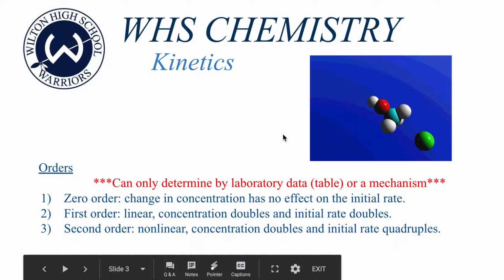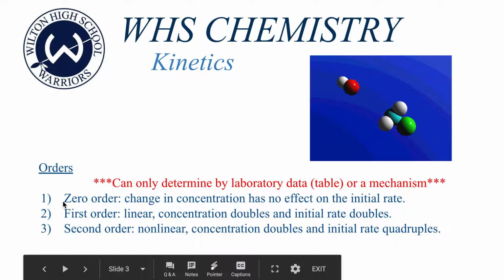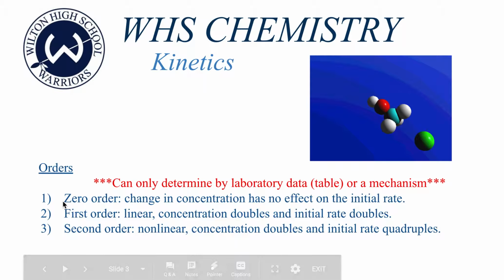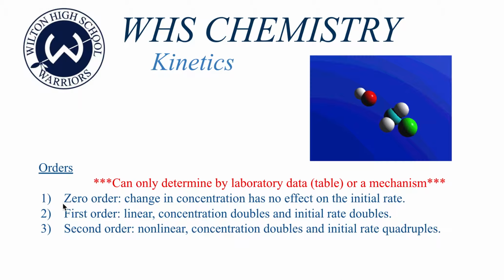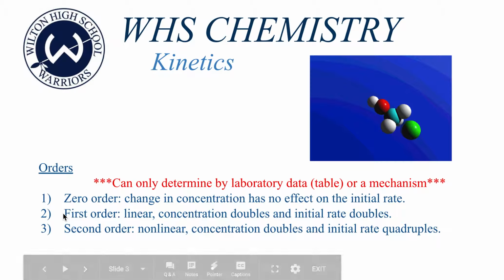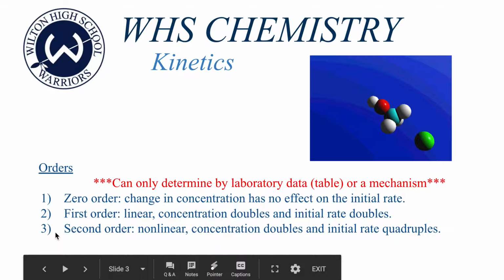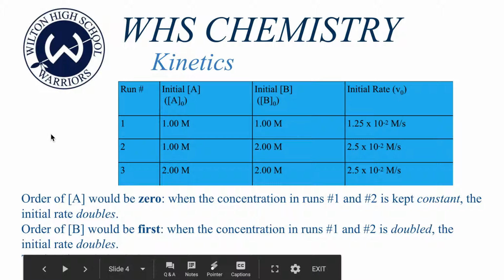Now, orders. The only way you can determine orders is by laboratory data and algebraically, or by a mechanism, which we're going to talk about in another video. Zero order is when a change in the concentration from one reaction to another has no effect on the initial rate. First order is linear or direct: the concentration doubles and the initial rate doubles. So it's a direct relationship between those. Second order is nonlinear, so it's not direct, and in this case it's quadratic. So when concentration doubles, the initial rate quadruples. We're going to see that in action right here.